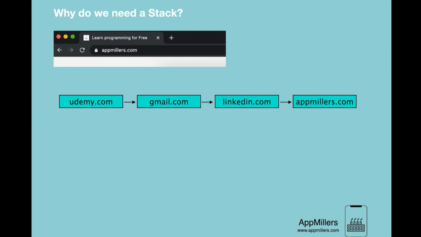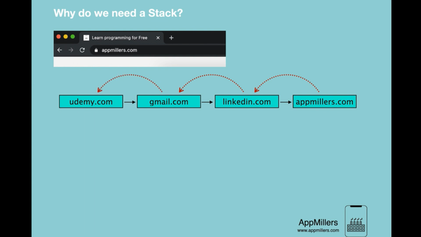So currently we are on appmillers.com. Now what will happen if I click back button over here? It's clear that it will go back to LinkedIn because this is the website that we visited before appmillers.com. So if I click back button one more time, it will go to gmail.com, and if I click back button one more time, it will go to udemy.com.